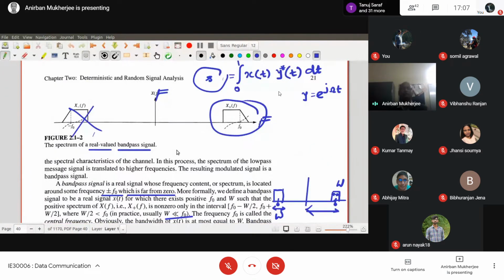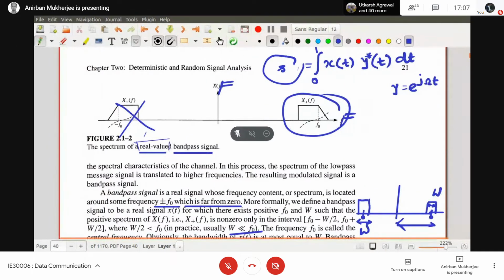Real value band pass signal. Please note it is a real value band pass signal, and the spectrum: you see that this is the positive part of the spectrum, this is the negative part of the spectrum, and if you check carefully, these are the magnitude spectra.